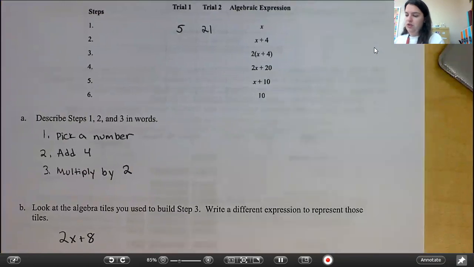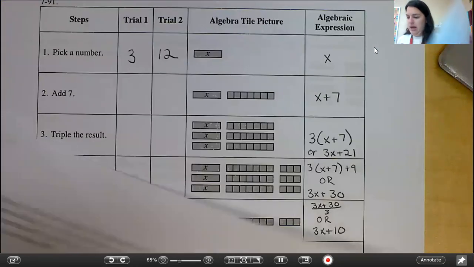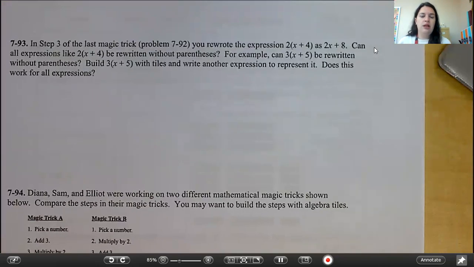Okay, if you're back with me, you finished your chart. We're going to take a look at 793. It says in step 3 of the last magic trick, problem 792, you rewrote the expression 2 times the quantity of x plus 4 as 2x plus 8. Can all expressions like 2 times the quantity of x plus 4 be rewritten without parentheses? For example, can 3 times the quantity of x plus 5 be rewritten without parentheses? Build 3 times the quantity of x plus 5 with tiles and write another expression to represent it. Does this work for all expressions?